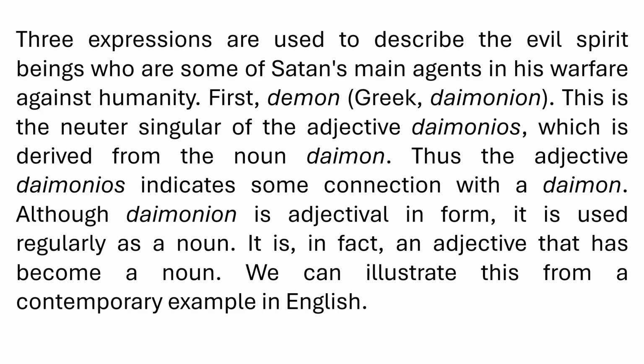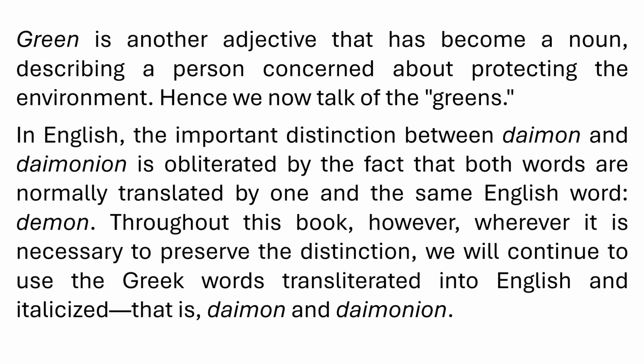We can illustrate this from a contemporary example in English. Green is another adjective that has become a noun, describing a person concerned about protecting the environment. Hence we now talk of the greens. In English, the important distinction between daimon and daimonion is obliterated by the fact that both words are normally translated by one and the same English word, demon. Throughout this book, however, wherever it is necessary to preserve the distinction, we will continue to use the Greek words transliterated into English and italicized, that is, daimon and daimonion.